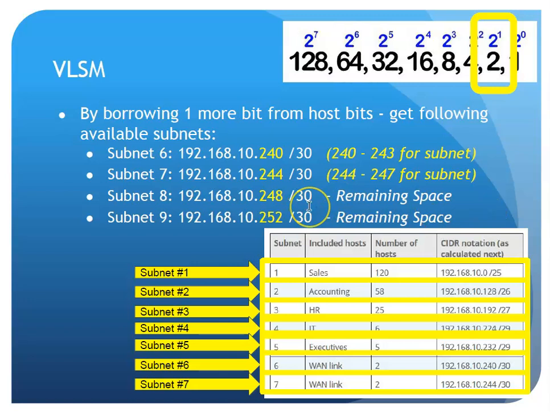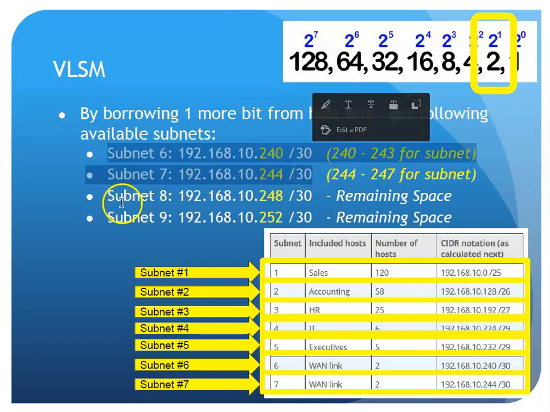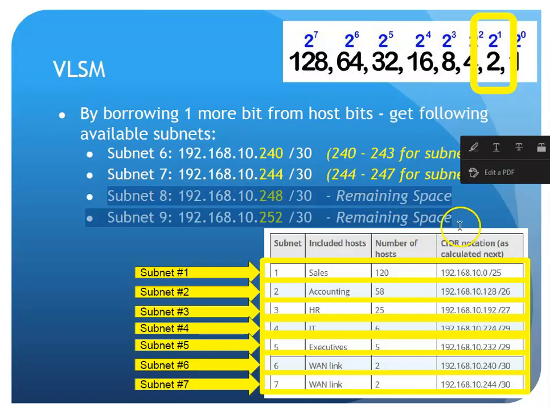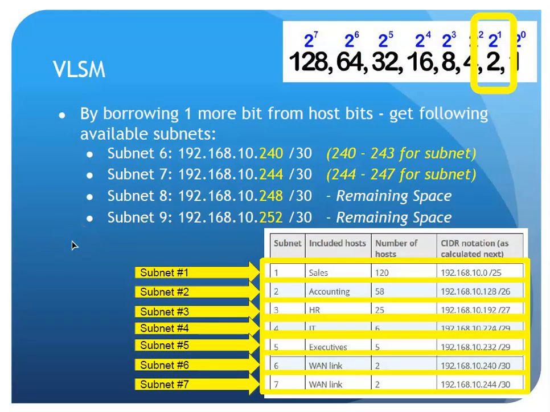Then I borrow an additional bit so that I can get 2 more subnets for these last groups, the 6 and 7, the 2 WAN links. And I still have some remaining space left behind. That's how you do it. You start with your largest and work your way down.